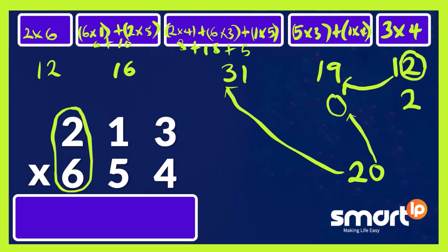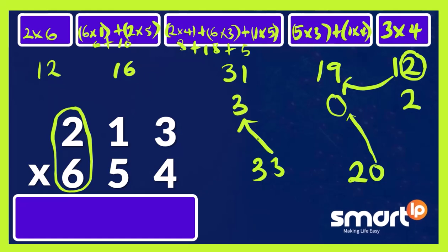So you are going to add the 2 to the 31. 2 plus 31, that is 33. Since we got 33, we're going to write down the last digit as 3. I will transfer this 3 to the 16. So we're going to add the 3 to the 16.